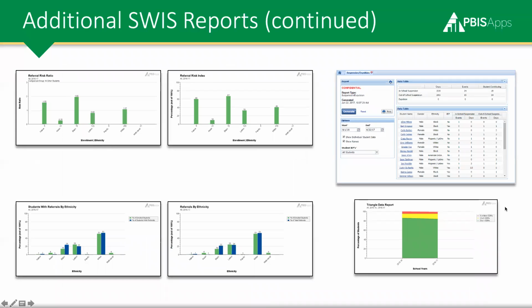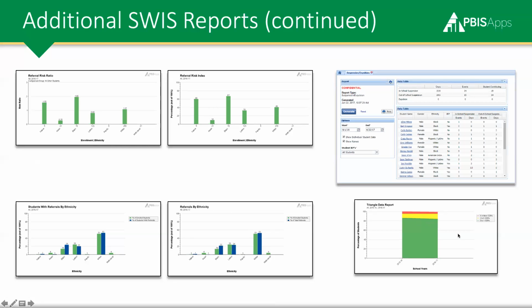Here are also some additional reports. You can see there's ethnicity or equity reports. There's year-end reports. This here in the lower right side is your triangle data report. So this is what your triangle looks like in your school. So we talk about the number and percentage of students with 0 to 1 office referrals in the green, students with 2 to 5 office referrals in the yellow, students with 6 or more in the red. So now you can compare your data.